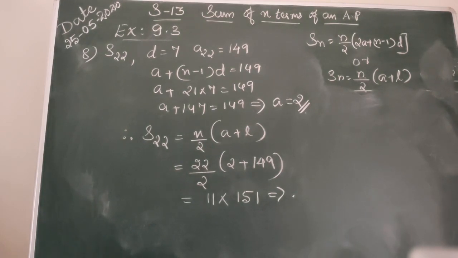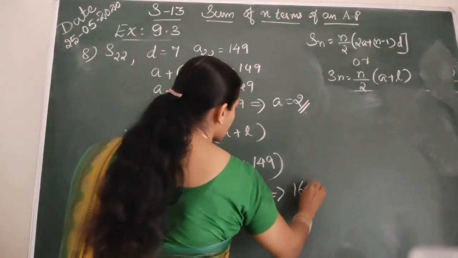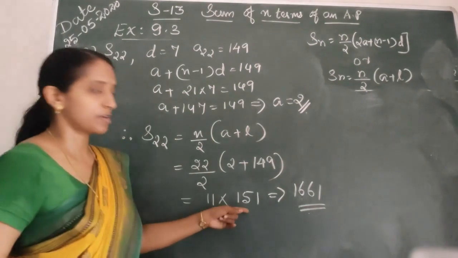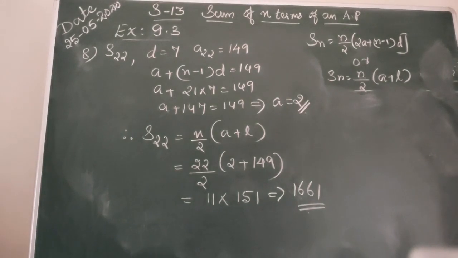150 into 10, 1500 plus 151, 1661 you will get. You can multiply and you will get the answer 1661. How did you get 1661? 150 into 10, 1500. Then you have to add that. Or 151 into 10, 1510. Then add 151 with that. 1510 plus 151, you will get 1661.